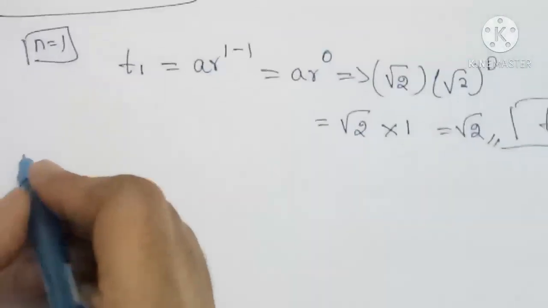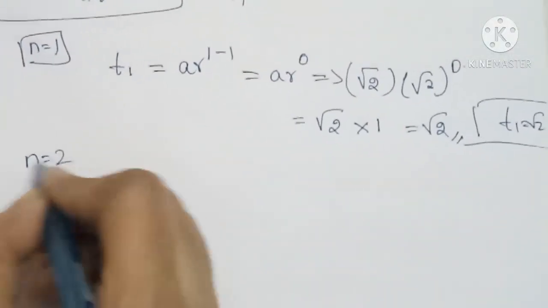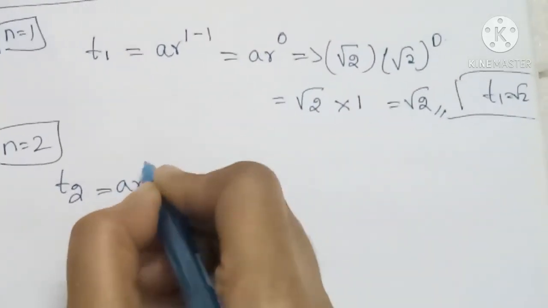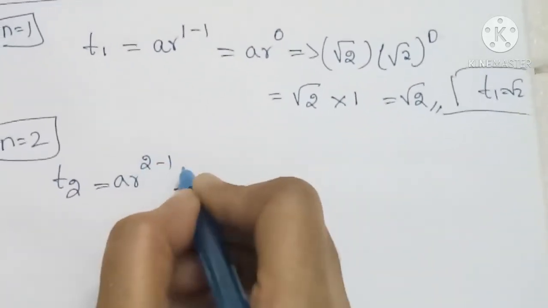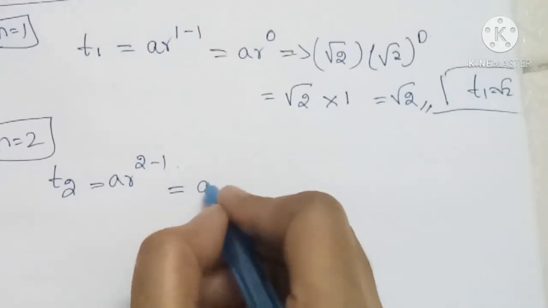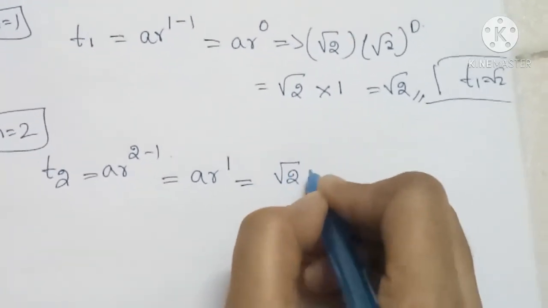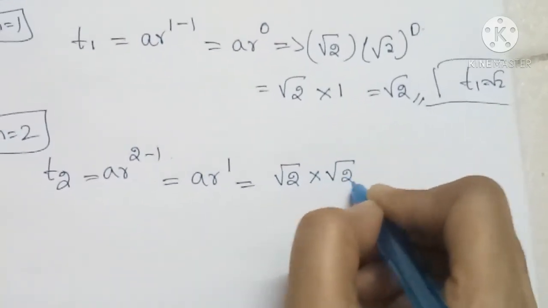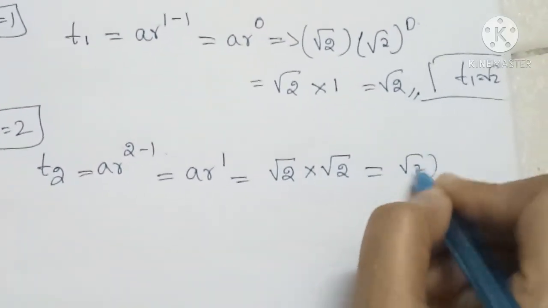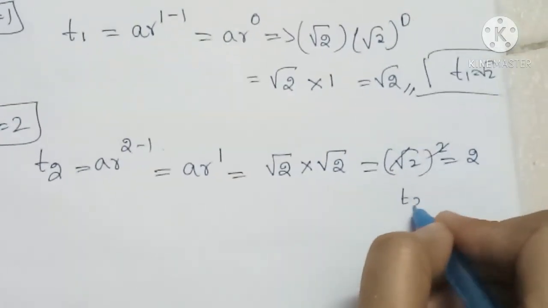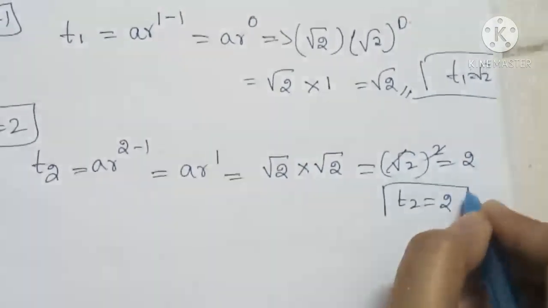Next, let us find term 2. N is equal to 2. T2 is equal to AR power 2 minus 1, because n minus 1, the value of n is 2. So write AR power 2 minus 1, 1. The value of A is √2 and value of R is √2. √2 into √2, √2 square, square and root get cancelled. So 2. Term 2 should be 2.